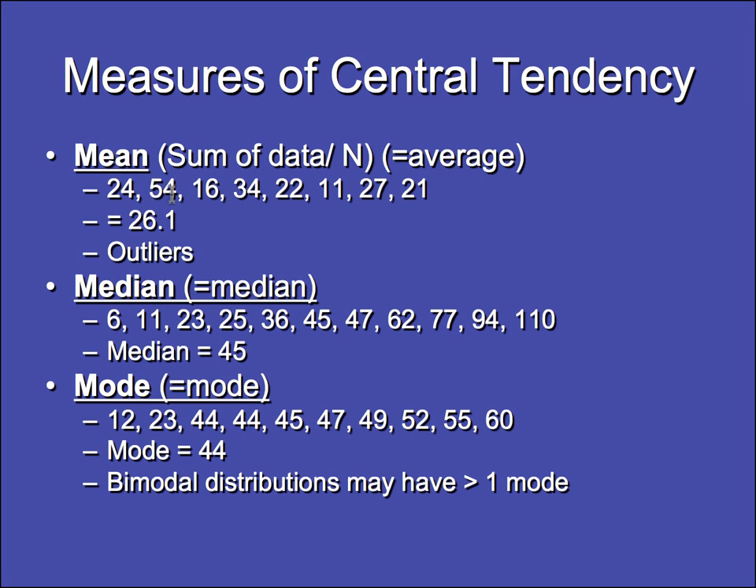So we would add up 24 plus 54 plus 16 plus 34 plus 22 plus 11 plus 27, and then we would divide it by the total number of data points, which if you count those up is 8. Now you can also type into an Excel sheet equals average and select the cells that you want, and this is a little bit quicker. Mean is sensitive to outliers, so it can change the mean significantly if you have a small number of data points. Especially in this case, you could use a median to describe the middle point.